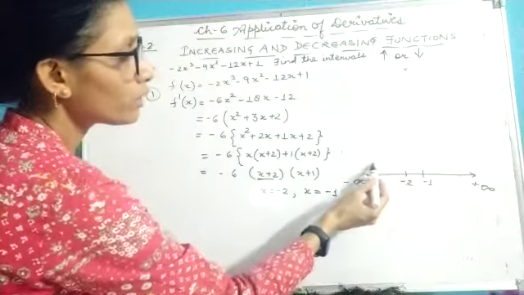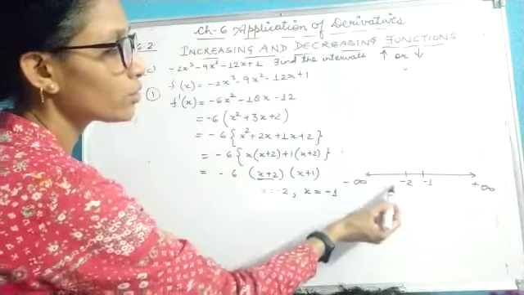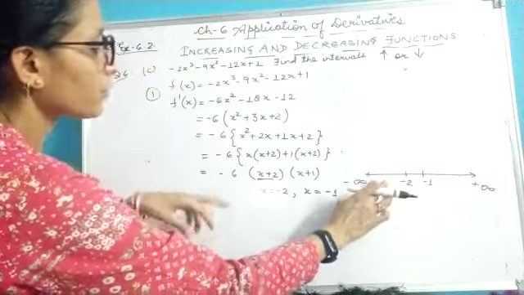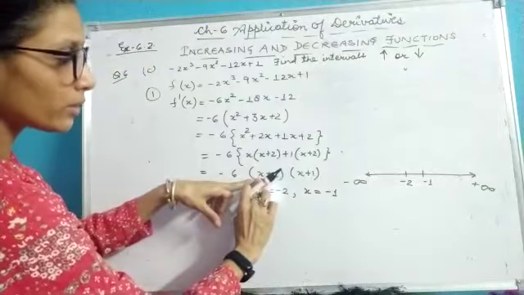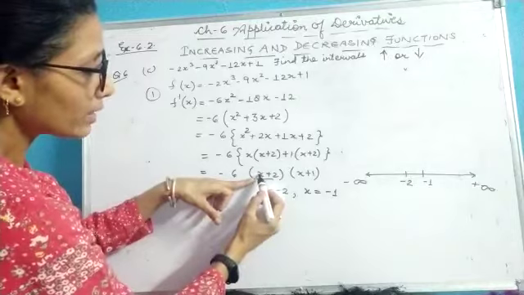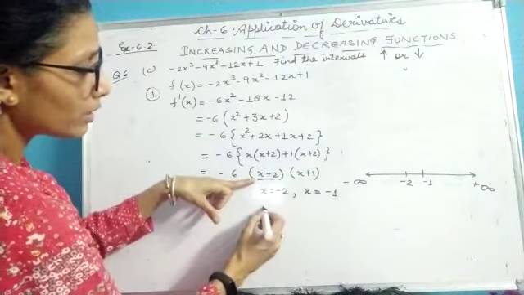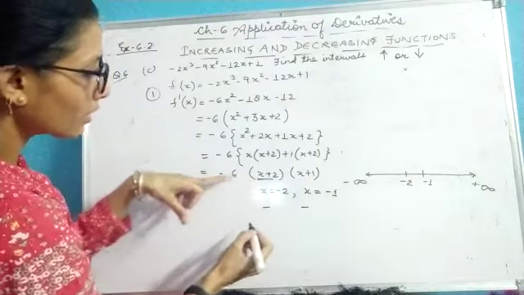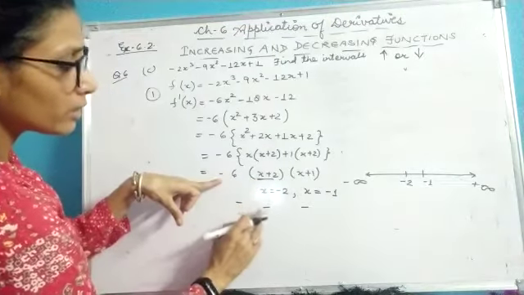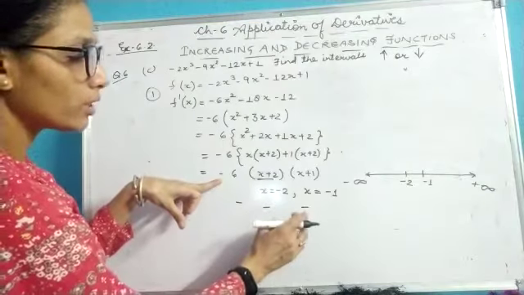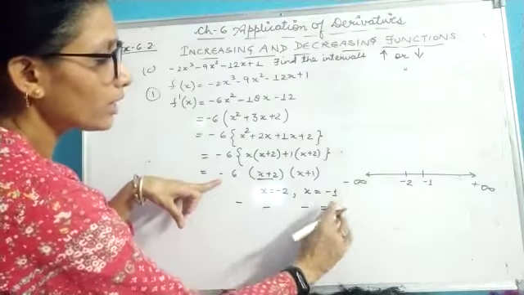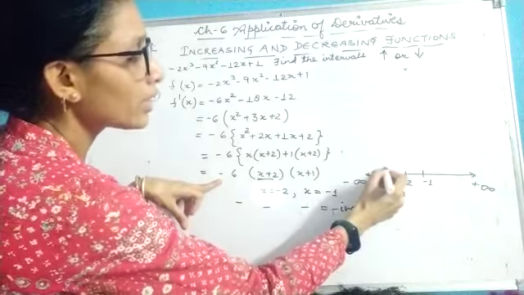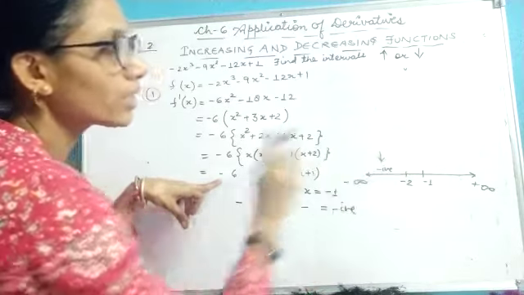Let's suppose we take any integer which lies in this interval. So in this interval, let's suppose I take minus 3. If I put minus 3 over here, then I'll be getting minus 3 plus 2, that means negative sign over here, minus 3 plus 1 negative sign over here, and this is already negative. So negative into negative is positive and positive into negative is negative. So I am getting it as negative. That means in this interval this is negative, or I can say this is strictly decreasing.